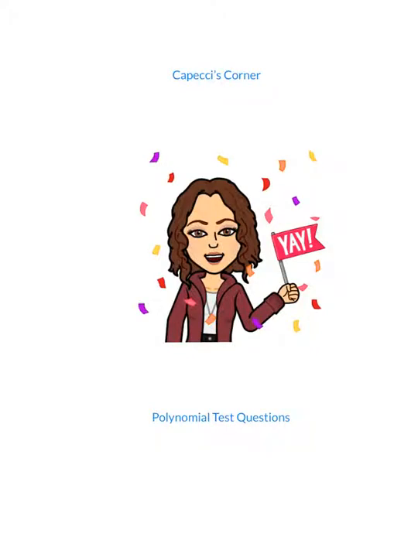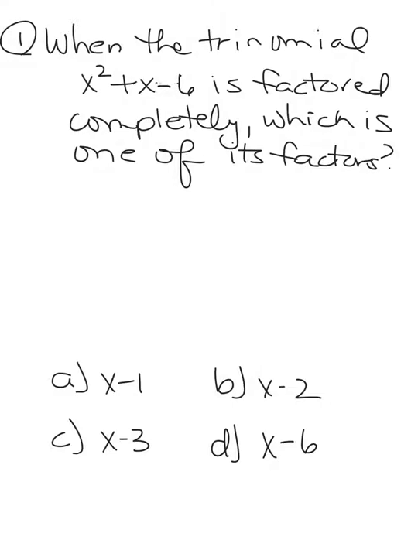Today in Capechi's Corner, we're going to look at polynomial test questions. Number 1 says, when the trinomial x squared plus x minus 6 is factored completely, which is one of its factors? So I don't have a greatest common factor, so I'm going to set my parentheses up.